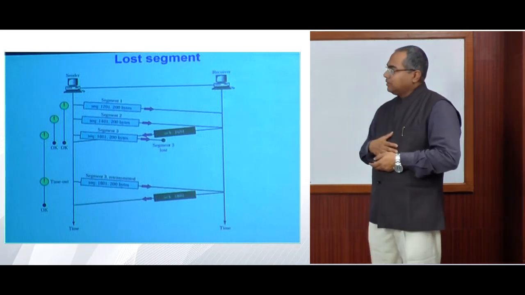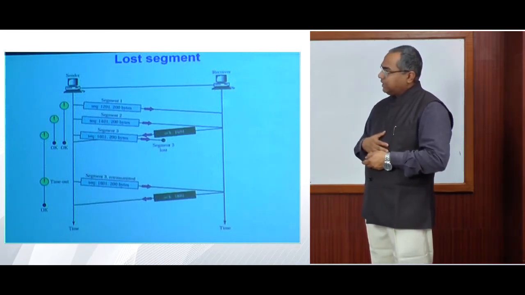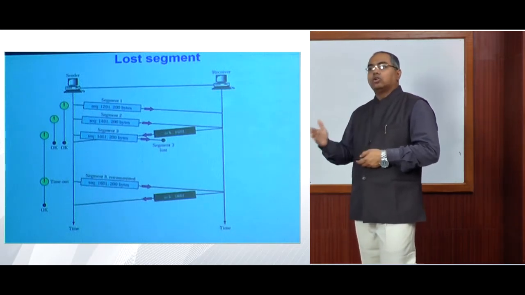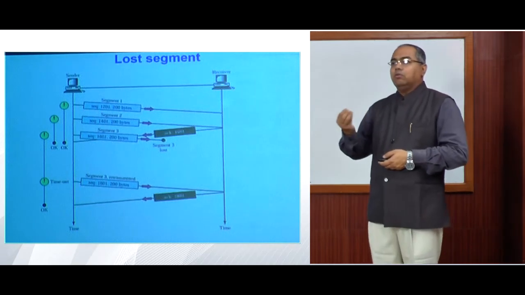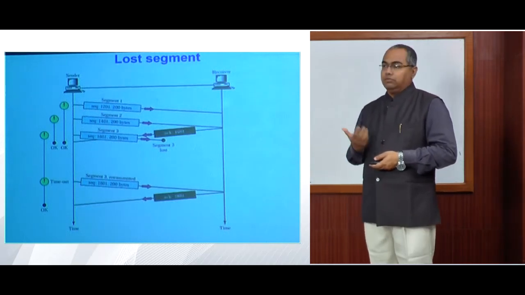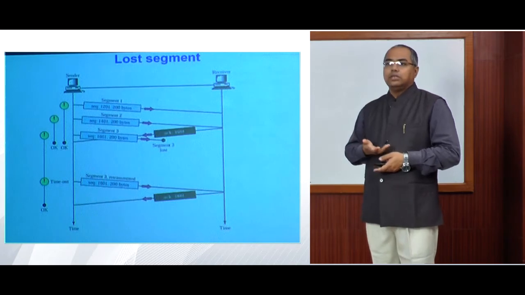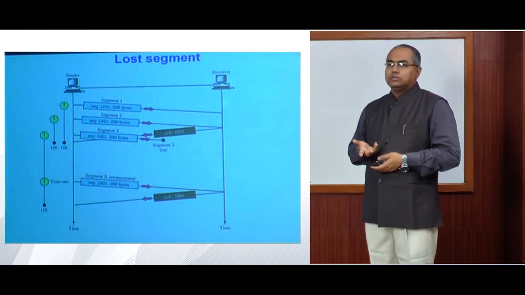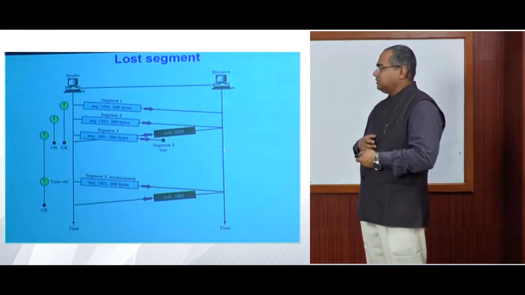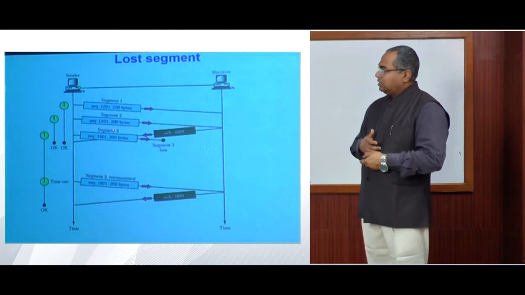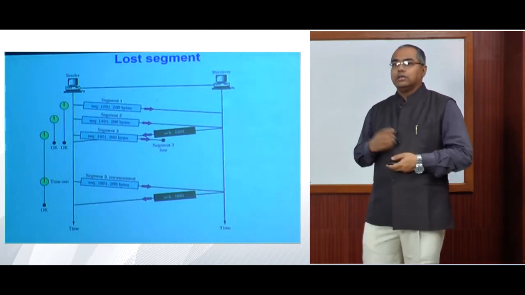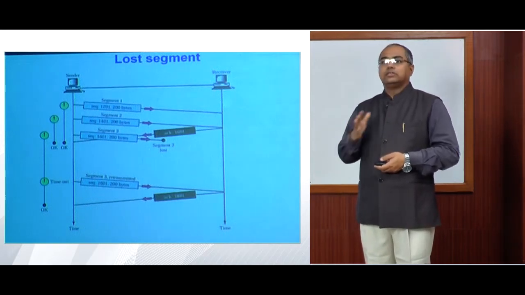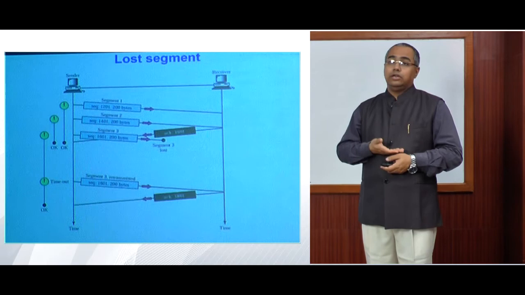What will happen? Once segment 3 was sent across, my retransmission timer started working. It got lost, which means segment 3 was not received by the receiver. Will the receiver acknowledge it? No, it did not receive the segment, so why will it acknowledge? Automatically, the receiver not receiving the segment, it did not acknowledge. At the sender end, my retransmission timer kept ticking and hit the timeout period. The acknowledgement did not come back.